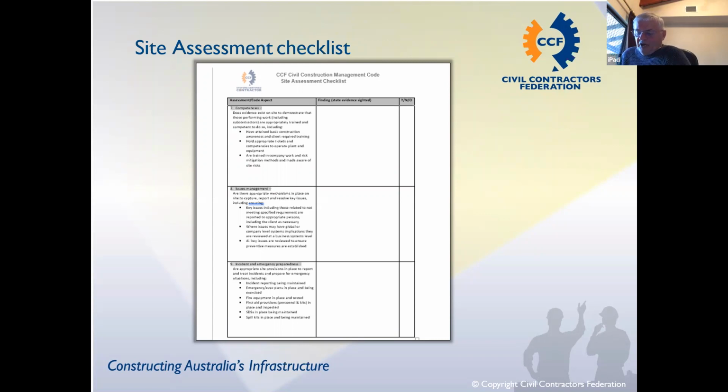Where issues may have global or company level systems implications, they are reviewed at a business system level. If you're finding your ITPs or your management system on safety is not working, then you need to chuck it upstairs and say, listen, fellas, we need to review the whole lot because it's not working. We're finding too many gaps in certain areas. So that's part of that issue management.